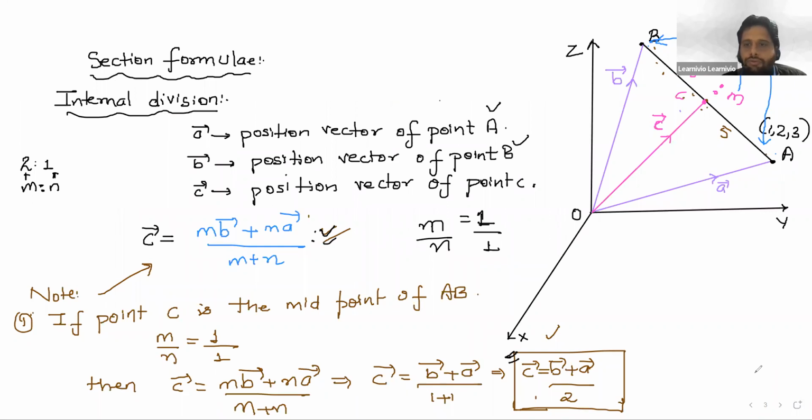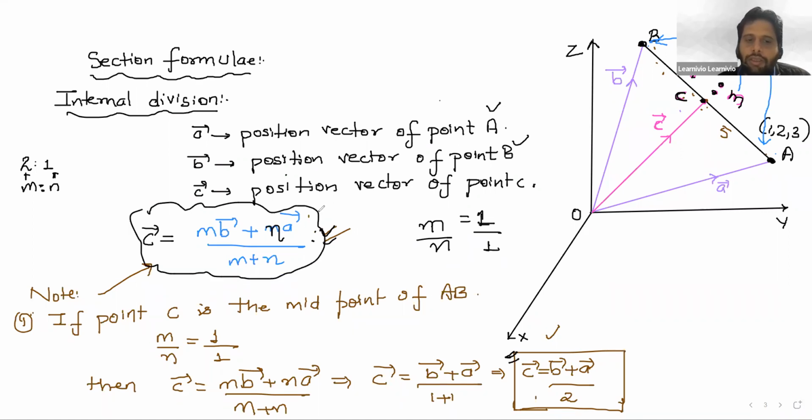Check here. You have these two points, a point A and a point B, and the ratio is m is to n. There is a point C which divides AB in the ratio m is to n. We have two types of division, internally and externally. For internally, we have this formula: C is equal to MB plus NA by M plus N.